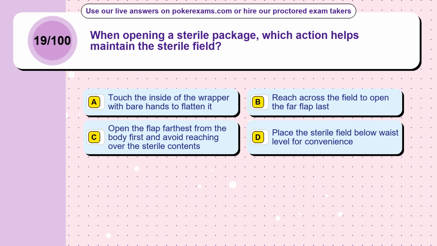Question 19. When opening a sterile package, which action helps maintain the sterile field? Option A. Touch the inside of the wrapper with bare hands to flatten it. Option B. Reach across the field to open the far flap last. Option C. Open the flap farthest from the body first and avoid reaching over the sterile contents. Option D. Place the sterile field below waist level for convenience.